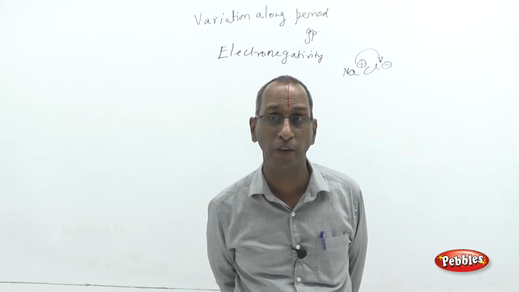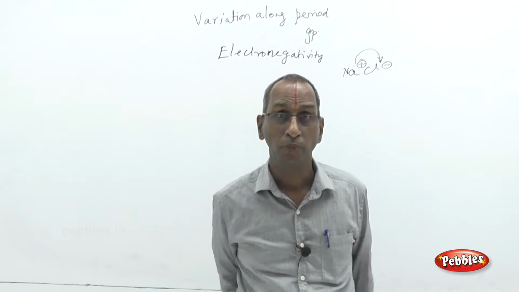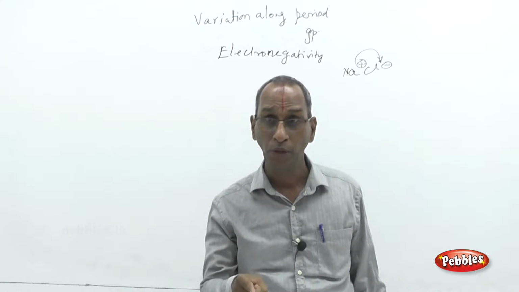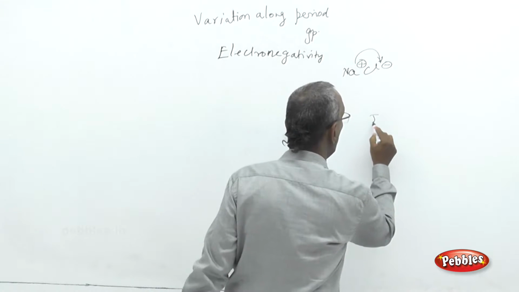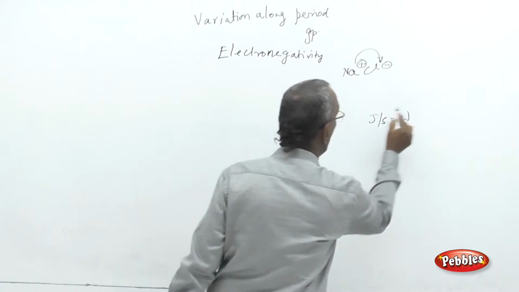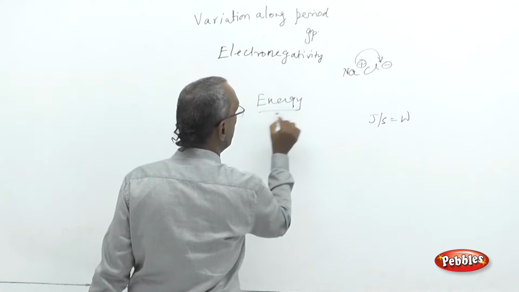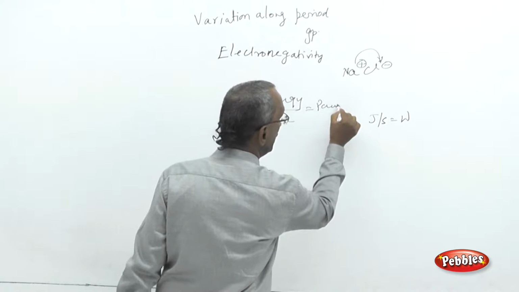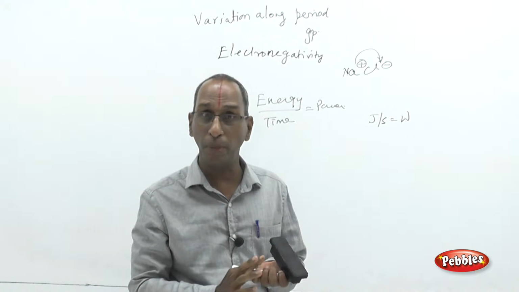What is the difference between energy and power? In physics you might have studied the formula. The unit of power is watt. The unit of energy is joule. Watt and joule are connected by joule per second equals watt, or energy by time is called power. Energy per unit time is called power. So in a fraction of time, the energy has to be dissipated.